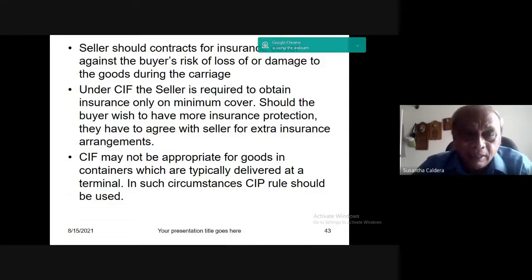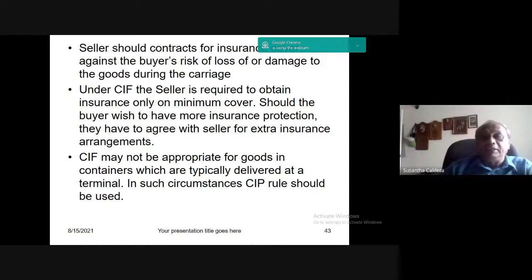CIF may not be appropriate for goods in containers, which are typically delivered at a terminal. So in such circumstances, the CIP rule should be used. If it is CIF with containerized cargo, better to use the CIP rule, because CIP is for any mode of transport, even containerized cargo. If there is an air shipment, an aircraft carrying something, they use CIP.